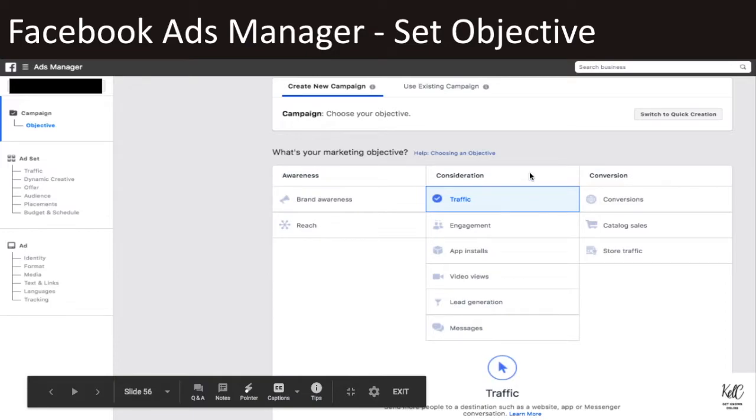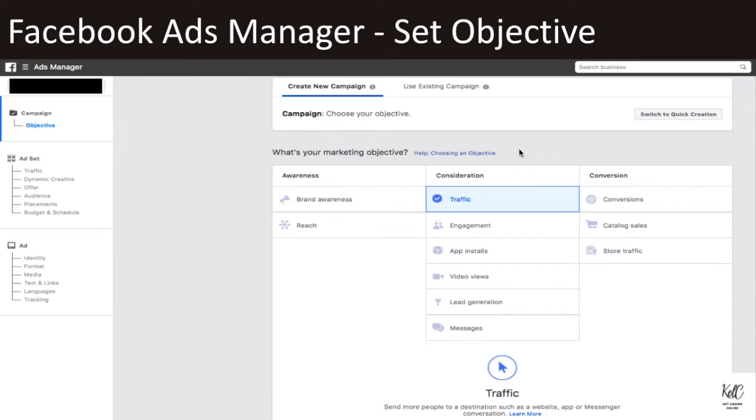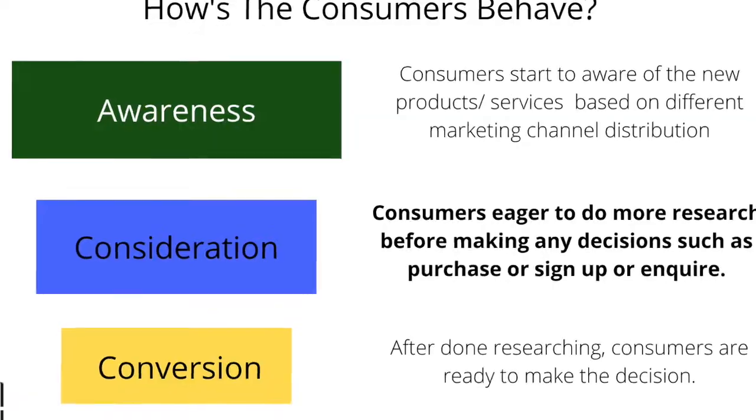If you choose a marketing objective under consideration, it means you are asking Facebook to help you find those people who are eager to find more information about the product or service that they are interested in.